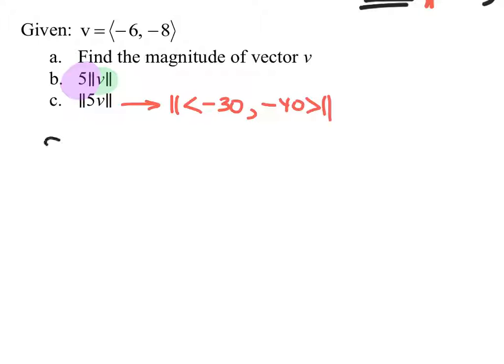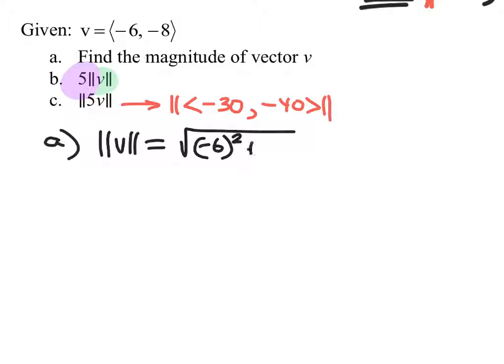So for A, when they say find the magnitude of vector v, it's the square root of the squared values added together. Now if you were to draw this out, you'd get a nice 6, 8, 10 right triangle. So you don't have to show the work if you happen to know that Pythagorean triple 6, 8, 10. But that being said, negative 6 squared is 36. Negative 8 squared is 64. Add them together, you get 100. And then take the principal square root.